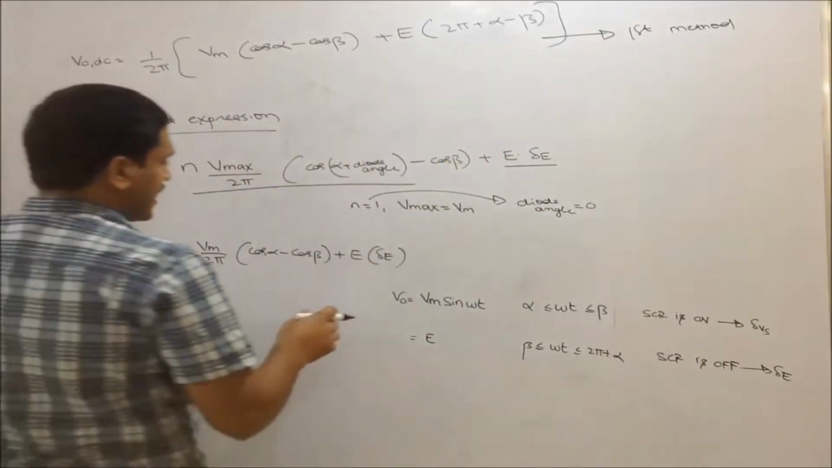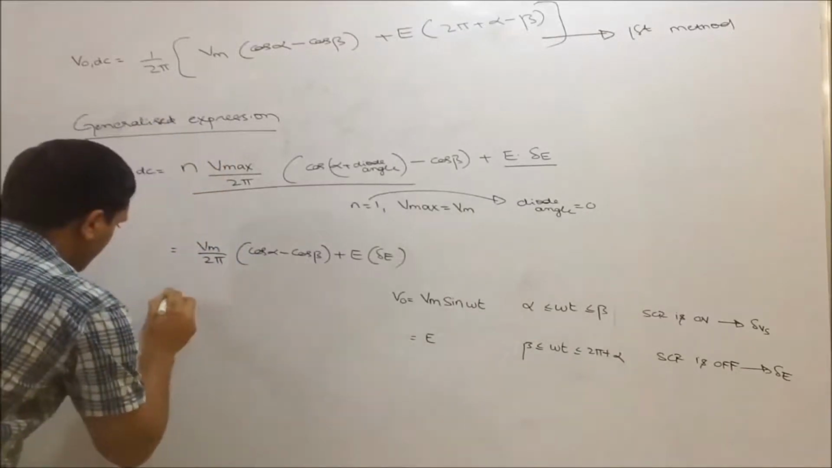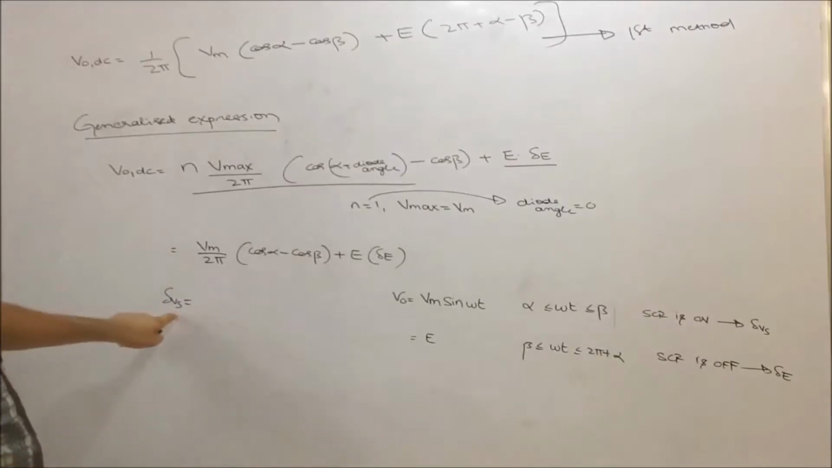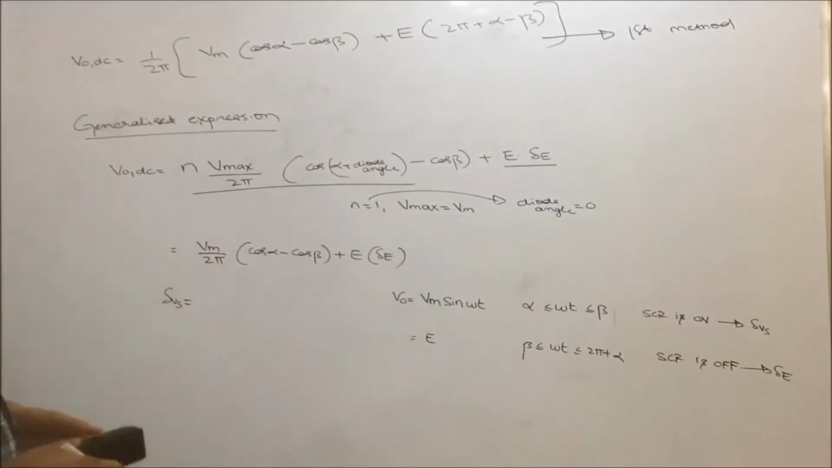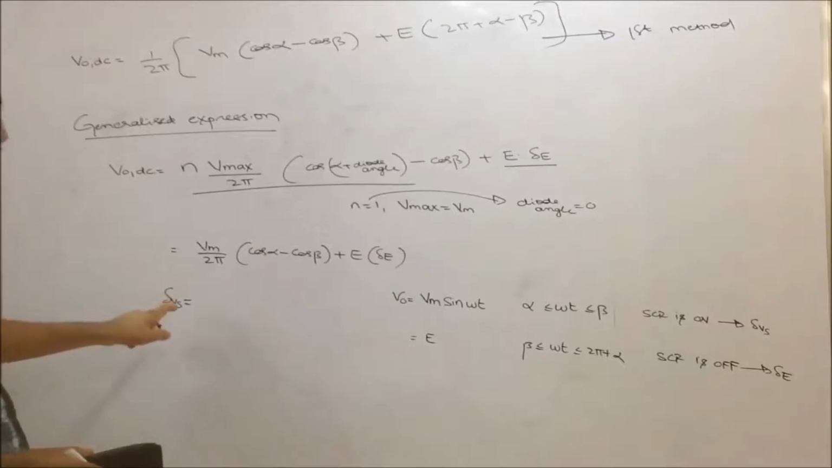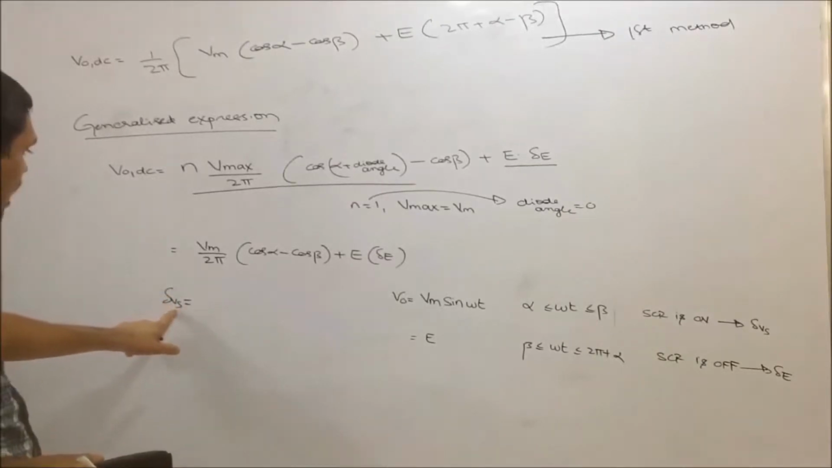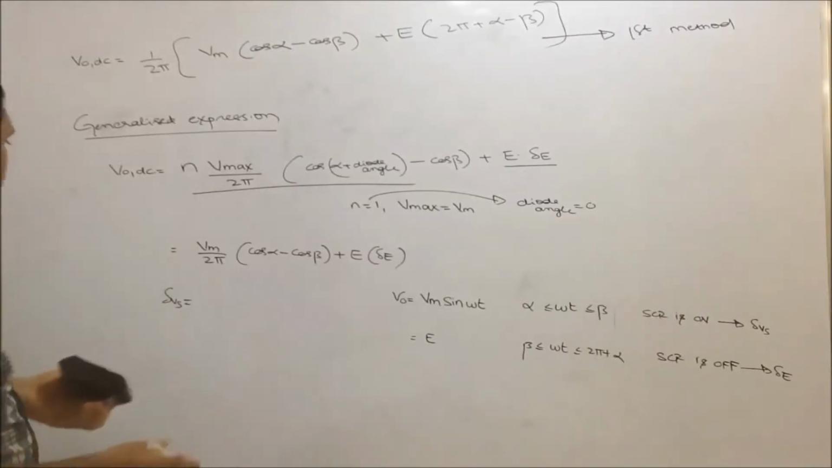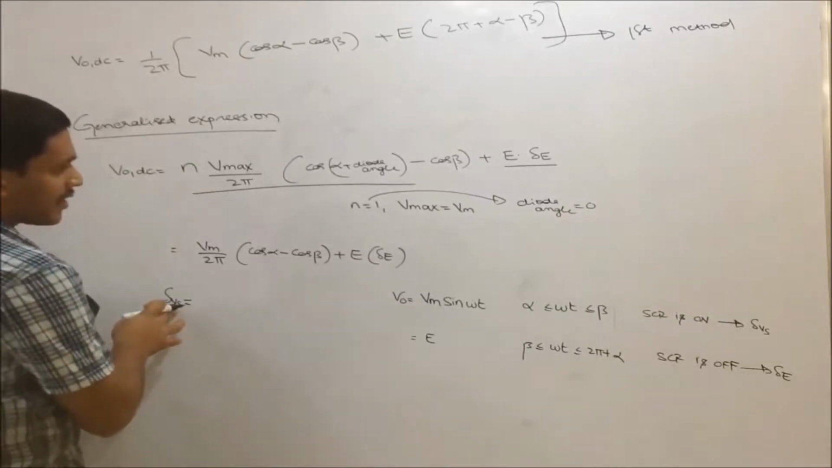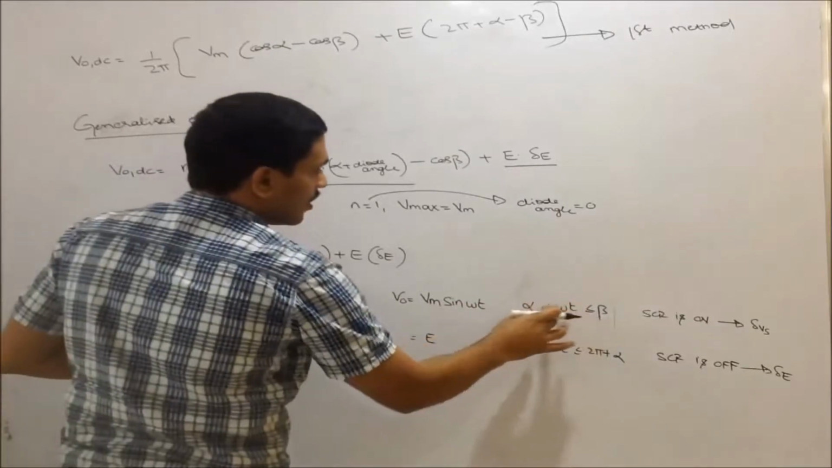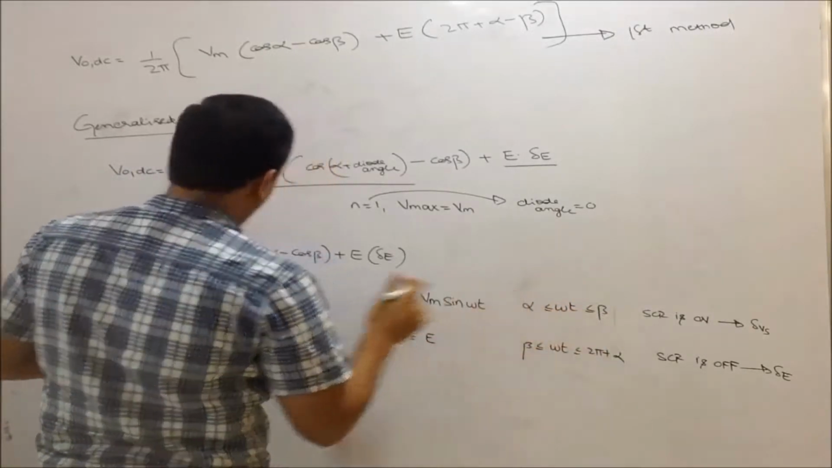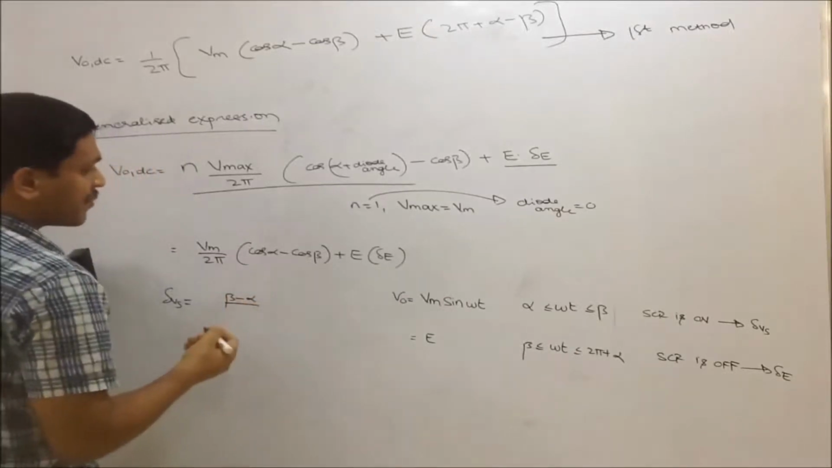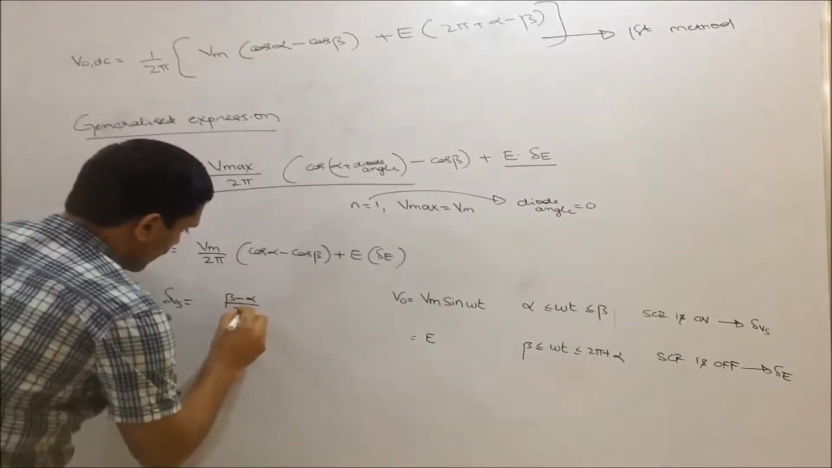Now I am writing the delta Vs expression. Delta Vs is the duty ratio of Vs with respect to V0, meaning it is the duration for which Vs appears across V0 divided by time period. So Vs is appearing across V0 for the period beta minus alpha. So beta minus alpha divided by time period. Time period is 2 pi.